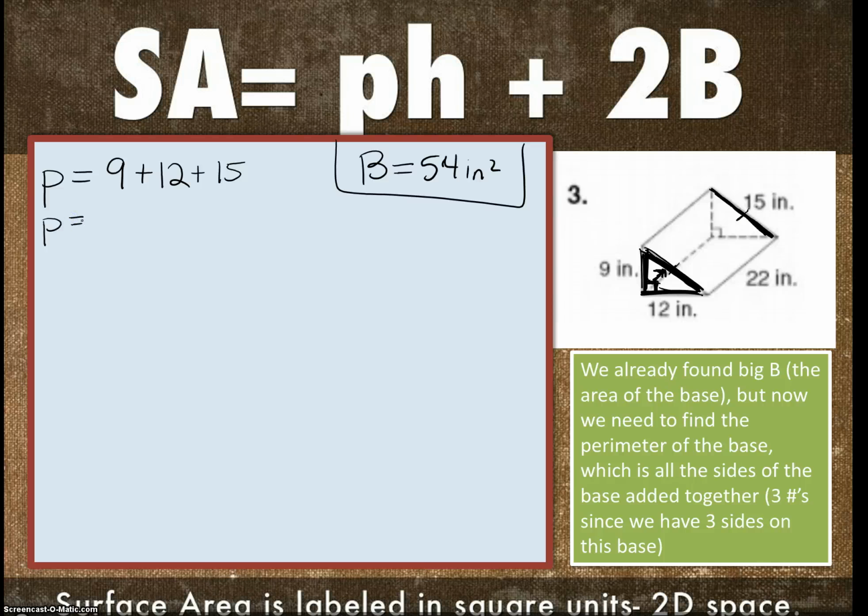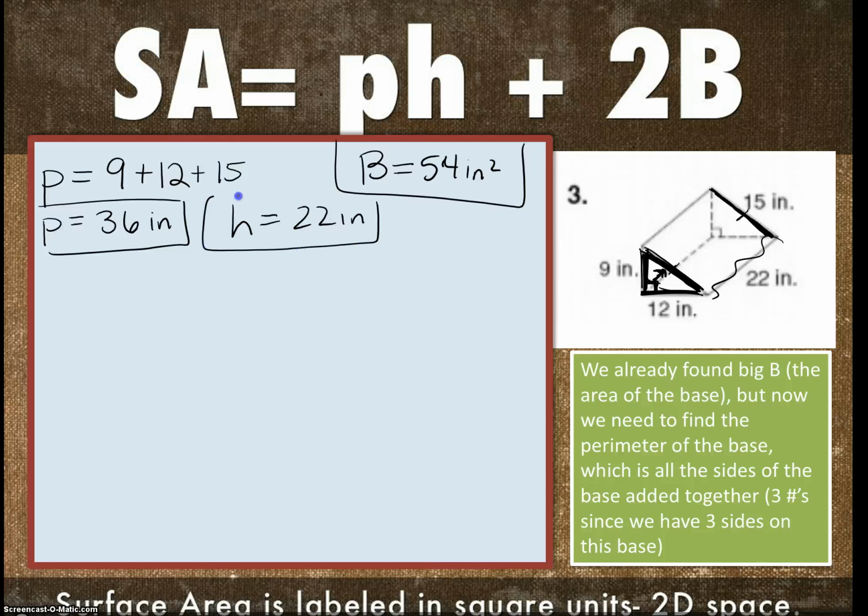Now you can add these numbers in any order. You can use a calculator if you'd like. That to me does not matter. It's that you know how to find it. So 9 plus 12 plus 15 gets you 36 inches for your perimeter. You already found big B. The height is a number that you haven't used. You also used it to find the volume, 22 inches. So substitute it into the surface area formula of perimeter multiplied by height plus 2 times big B.